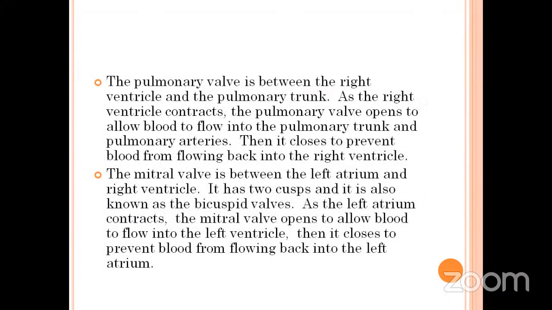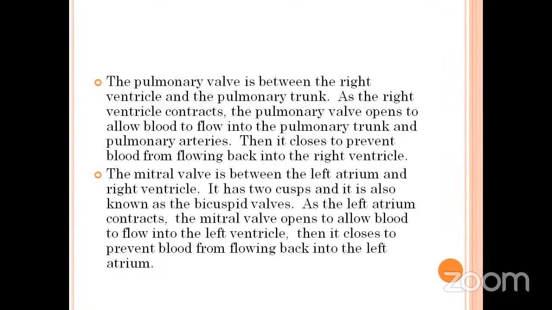The pulmonary valve is between the right ventricle and the pulmonary trunk. As the right ventricle contracts, the pulmonary valve opens to allow blood to flow into the pulmonary trunk and the arteries. Then it closes to prevent blood from flowing back into the right ventricle.